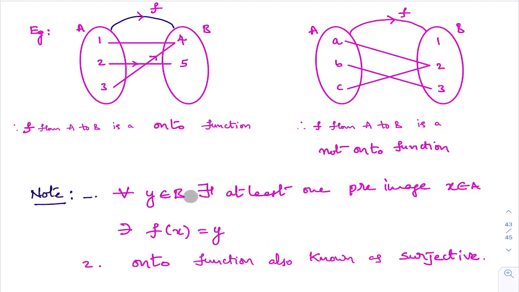To prove the function is onto function mathematically, I am going to use this notation. What is this notation? For every y belongs to B, there exists at least one x belongs to A, such that f of x equal to y. First, I will take an element y in set B. Then I'll check whether there exists x belongs to A such that f of x equal to y. This onto function is also known as surjective function.